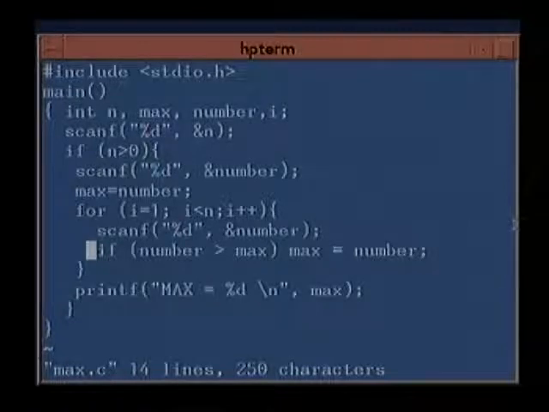So this was the algorithm which we discussed in the previous class to find out the maximum of n numbers, and this is the conversion to the program. This is where the for loop ends, at this block. And then you print max equal to %d.